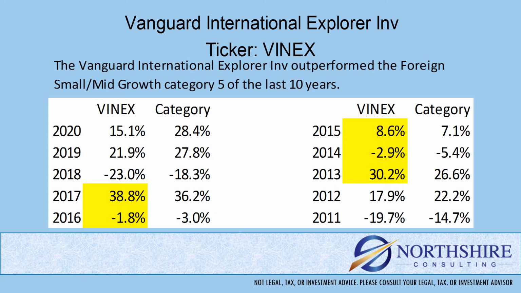Now that we've looked at expenses, what exactly are we paying for? If we own this fund, we're hoping that paying this expense will help us outperform the other funds in the category without deviating from the objective. This fund has outperformed its peer group 5 out of the last 10 years.